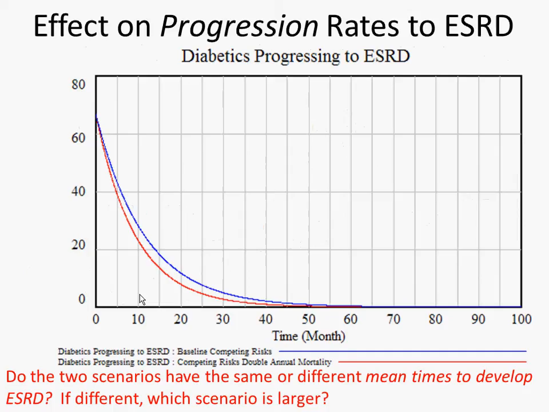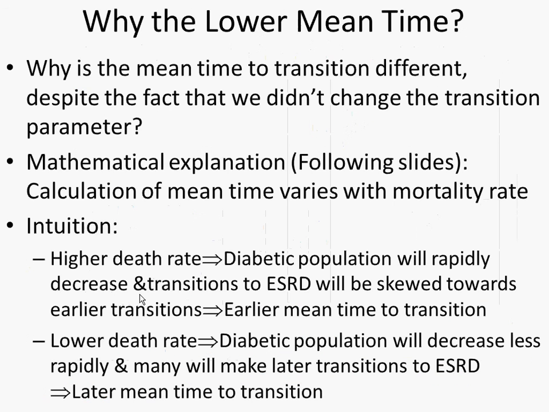Well, it turns out this red curve is skewed more to the left. You notice it's very much below the blue curve out here. It's equal to the blue curve here, so there's more people getting it early compared to later for the red curve. So people are developing end-stage renal disease sooner as a result of this.